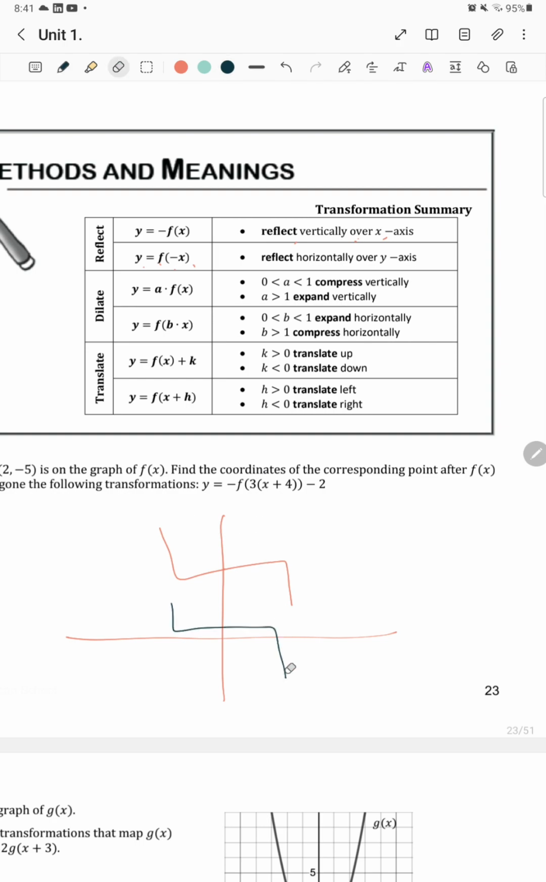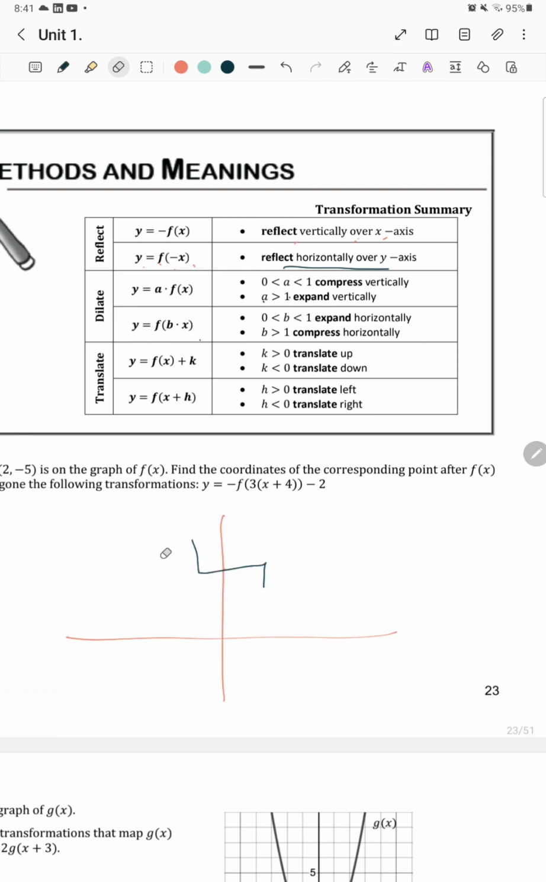Now this is for the first point. For the second point, reflect horizontally over the y-axis, it will move horizontally in this direction. Next point is a f of x. If a is greater than 0 and less than 1, compress vertically, it will become like this. And if a is greater than 1, then expand vertically like this. For b of x, expand horizontally and compress horizontally.